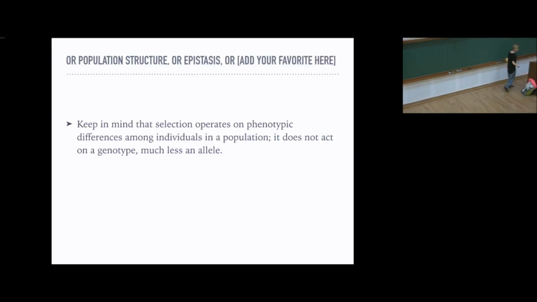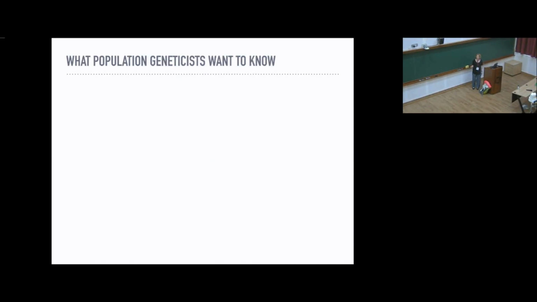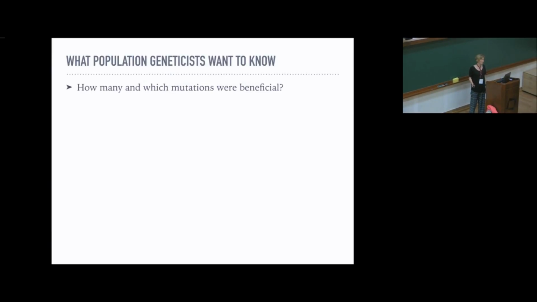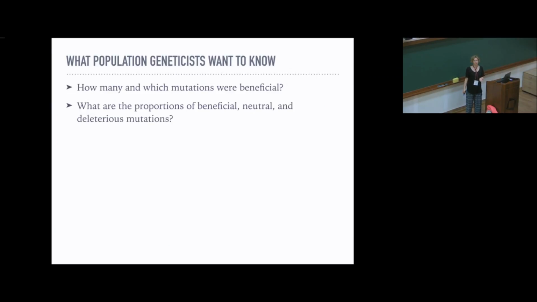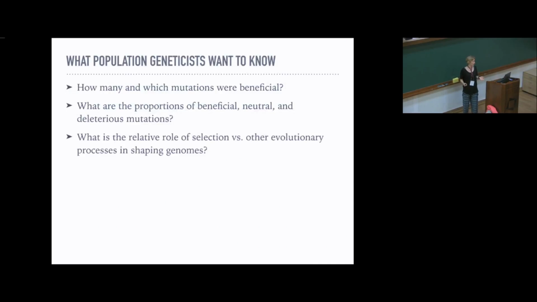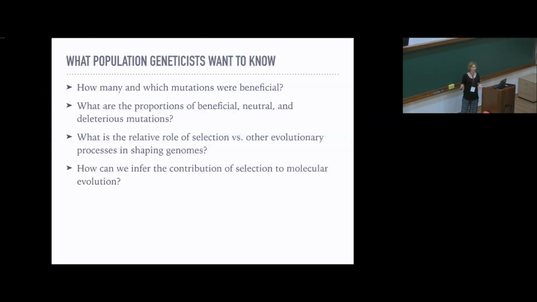Okay, so just to summarize my high-speed introduction to population genetics, what we as population geneticists usually want to know is how many and which mutations were beneficial when we get a genome or population samples. Then we would like to know in general what the proportions of beneficial, neutral, and deleterious mutations are, both those that appear in the population, but also those that fixed throughout evolution. And what is the relative role of selection and the other evolutionary forces in shaping genomes as we see them. And then, of course, we would really like to develop the best methods to infer the contribution of selection to molecular evolution. So, are there any questions until here?